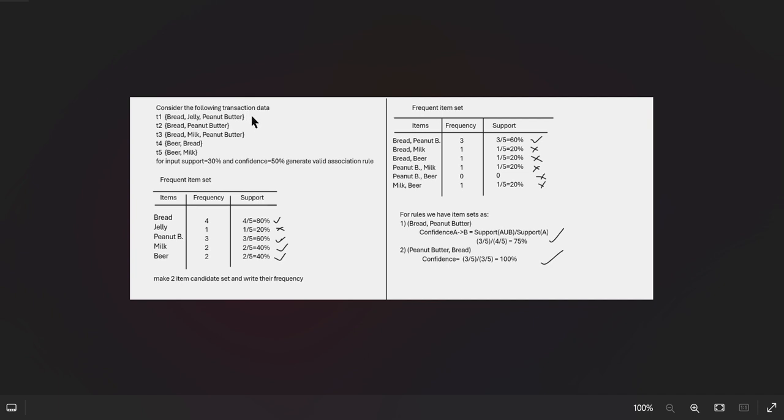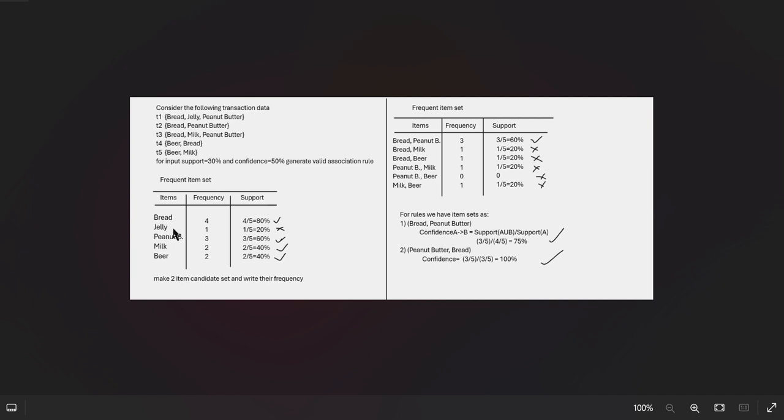Here consider the following transaction data: T1 bread, jelly, peanut butter. Here is the data that is given in the question. Here we can see it properly. And T2 bread, peanut butter, bread, milk, peanut butter, beer, bread, beer, milk. Now how many breads are here? The count is 4. How have we calculated this? 1 from here, 2, 3, 4.